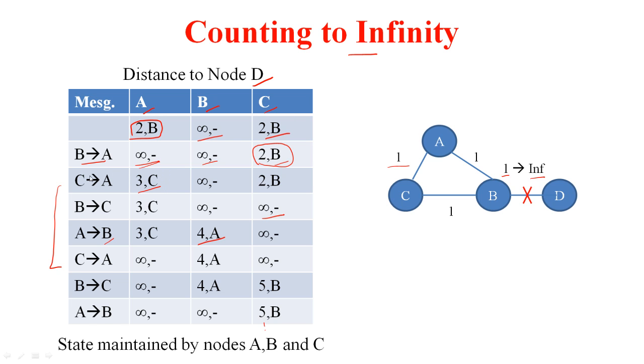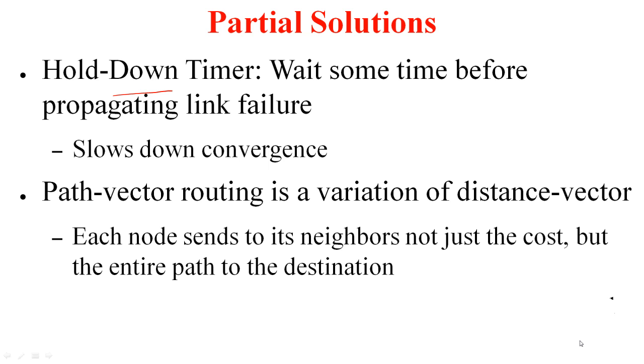When you are implementing hold down, since A has just heard about a cost of infinity to a specific destination, it is not going to act on this particular message. It will wait for some time. And hopefully what would have happened is that B would have told C, and C would have set it equal to infinity, and C would have told A also that it cannot reach. By this time, things would have converged. But the problem with this is that because you are waiting before you propagate your changes in your routing table, it slows down the convergence of the algorithm.